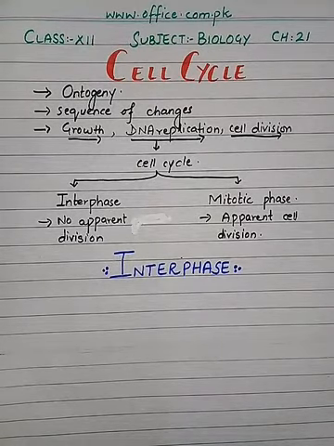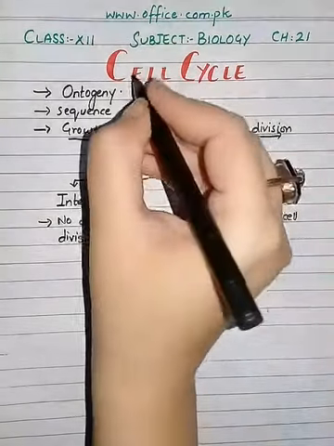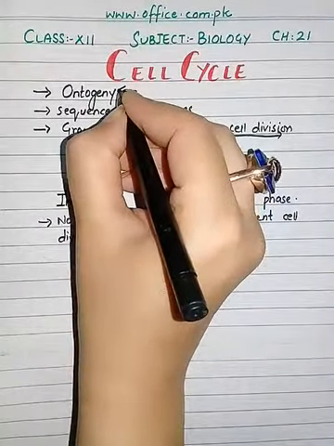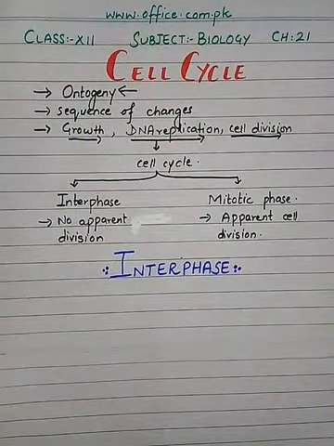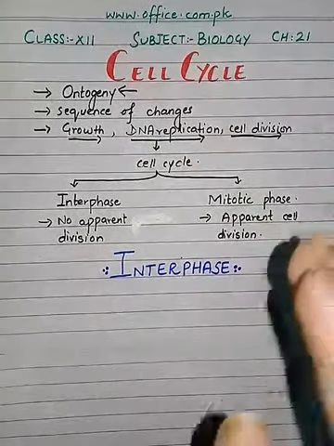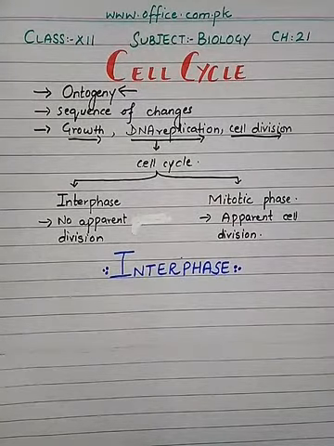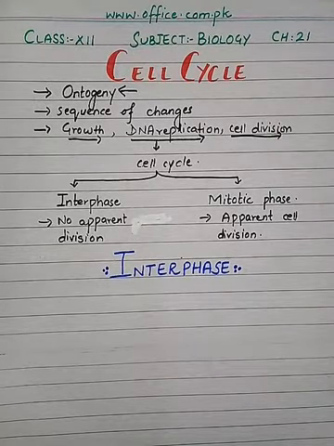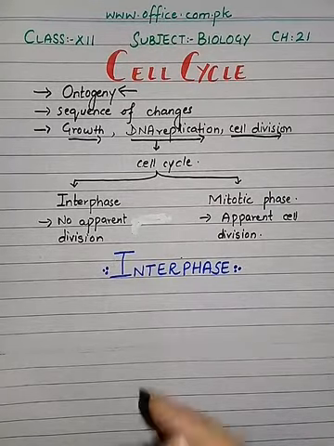Dear students, previously we discussed the DNA and chromosomes in detail. Now this is chapter number 21 that we are going to start today, and it is about the cell cycle, in which we are going to study the life cycle of a cell. And the branch of science that studies this life cycle of a cell is known as ontogeny. How cells divide, how they are transferred from one offspring to other, how they replicate, all this is studied in ontogeny. And basically this cell cycle is a sequence of changes.